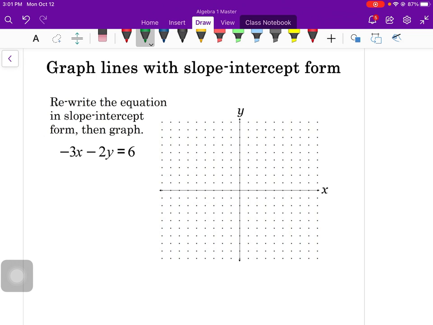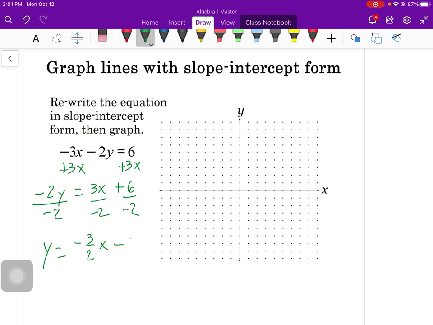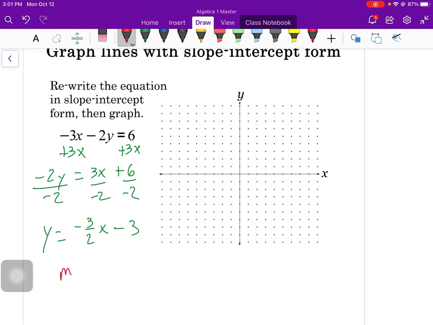So we want to get y equals mx plus b. It means we need to get y by itself. So I'm going to add 3x to both sides. That gives me -2y equals 3x plus 6. To get y by itself, I need to divide everything by -2. So I've got y equals -3/2 x minus 3. So my slope is -3/2. My y-intercept is 0, -3.